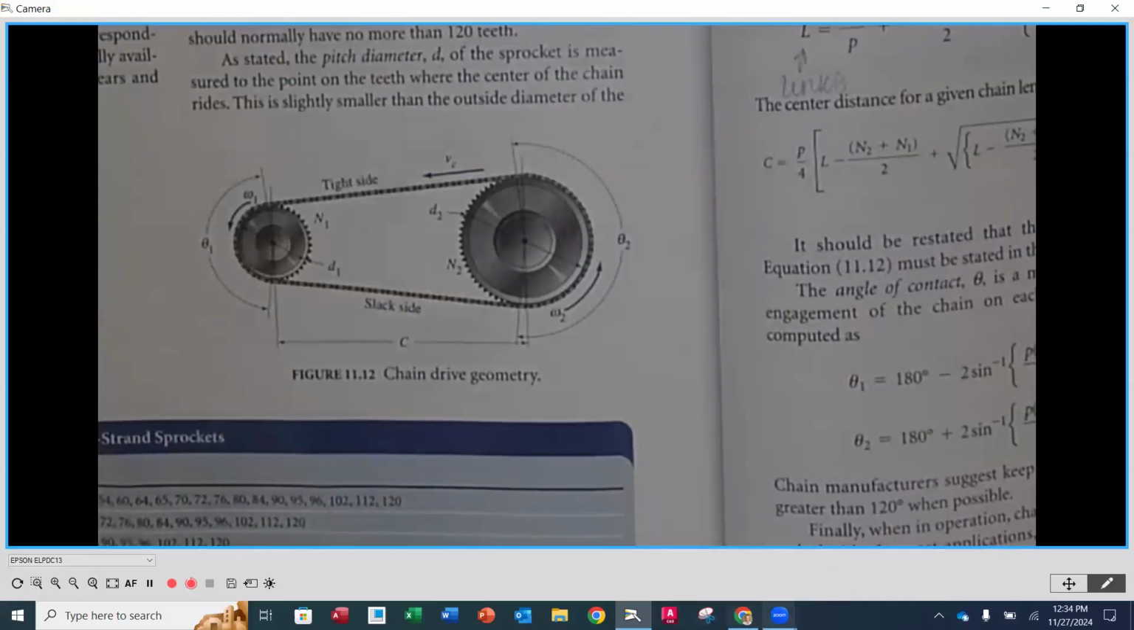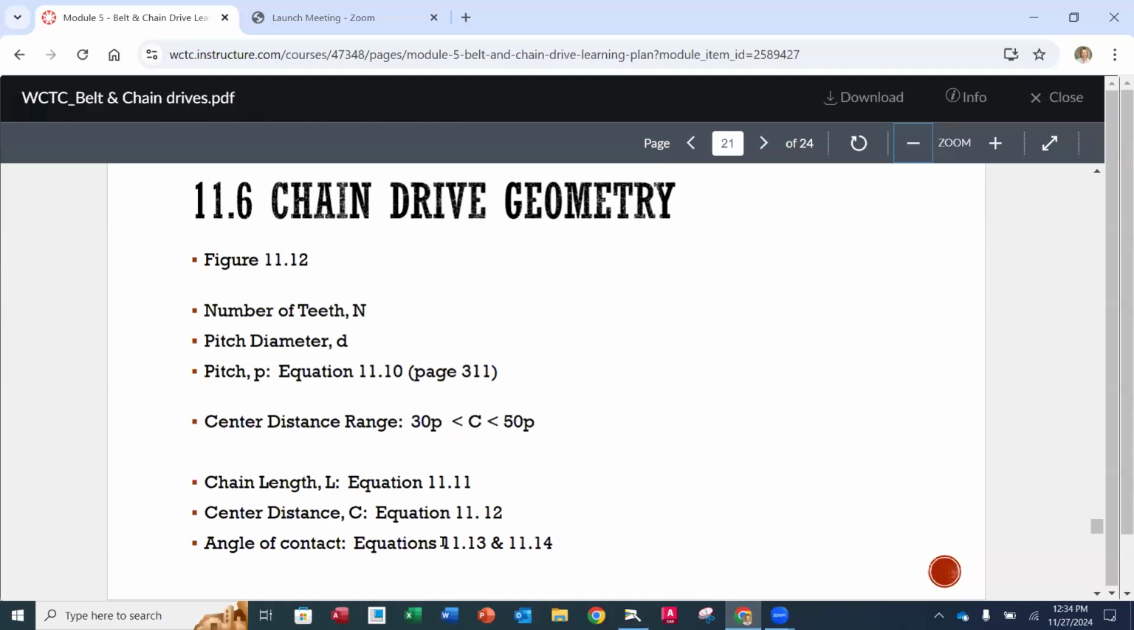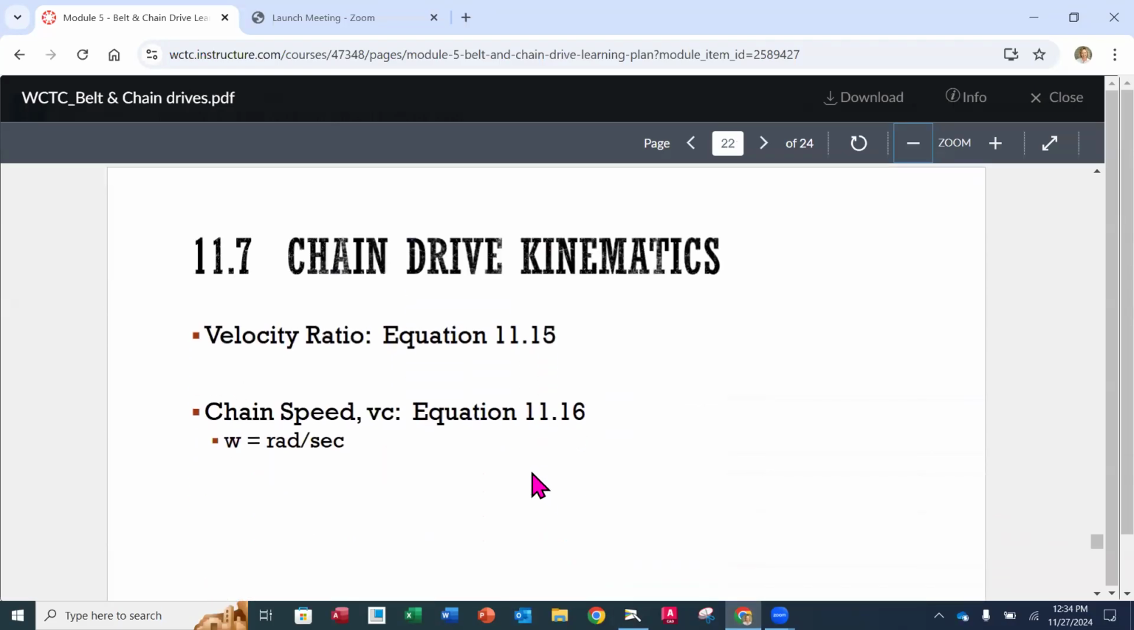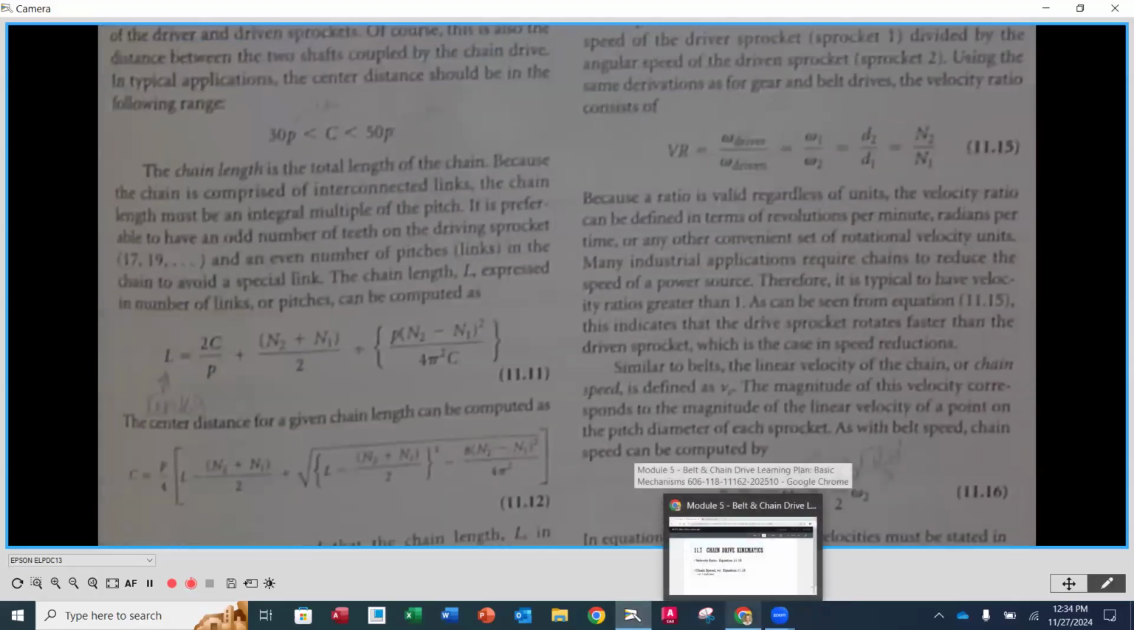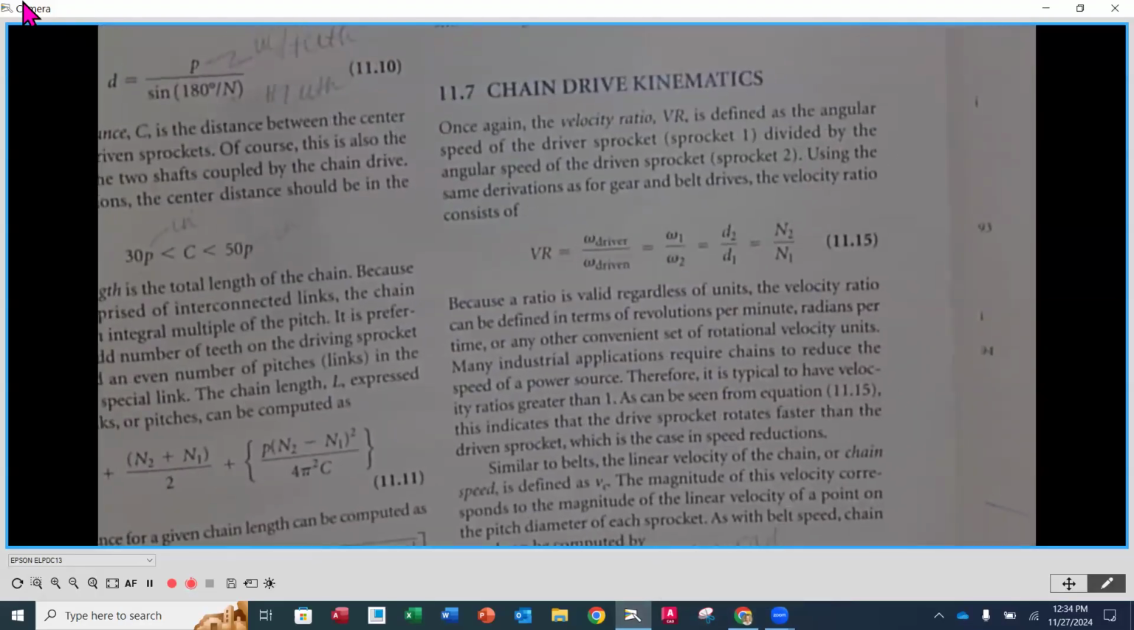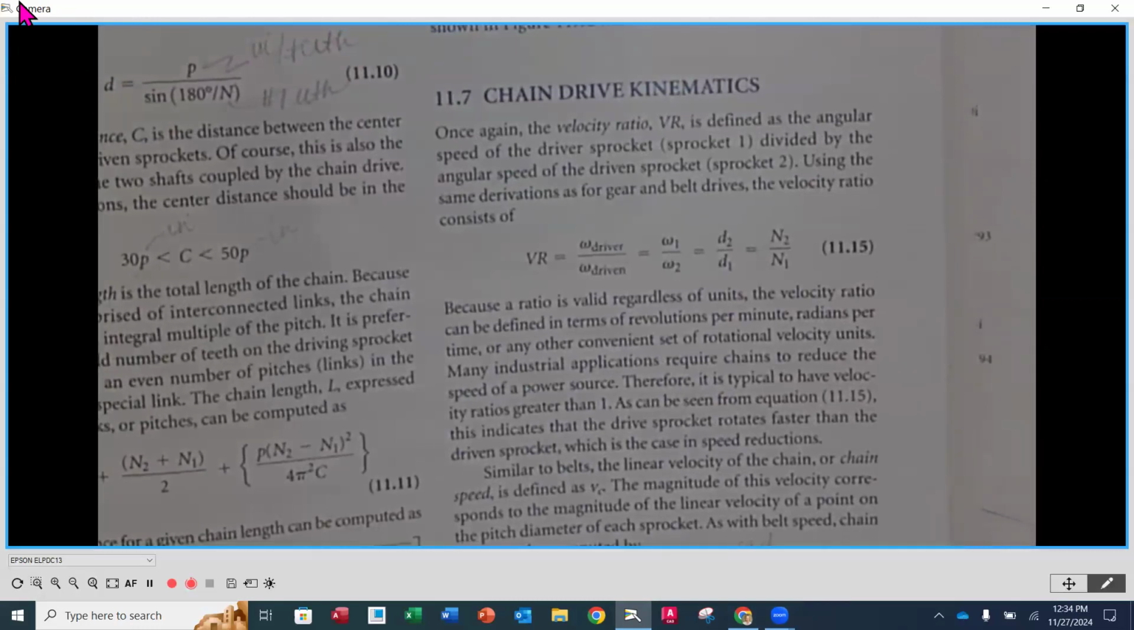All right, let me go back to our PowerPoint and see where we're at. We did angle of contact. We did these guys. Good. So now let's look at the kinematics of the chain drives. And this is going to look familiar as well. So you're going to notice at the top of the second column on page 311, we have a velocity ratio.